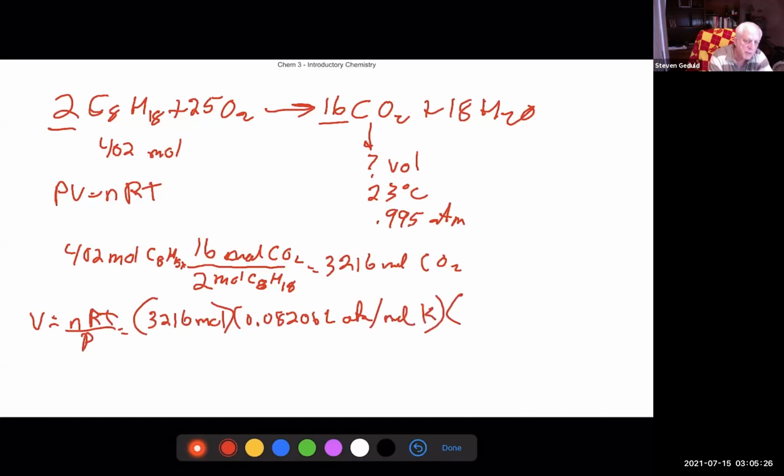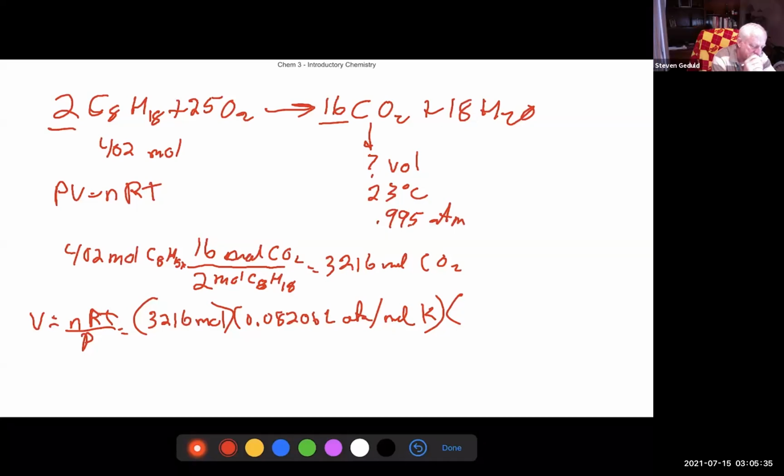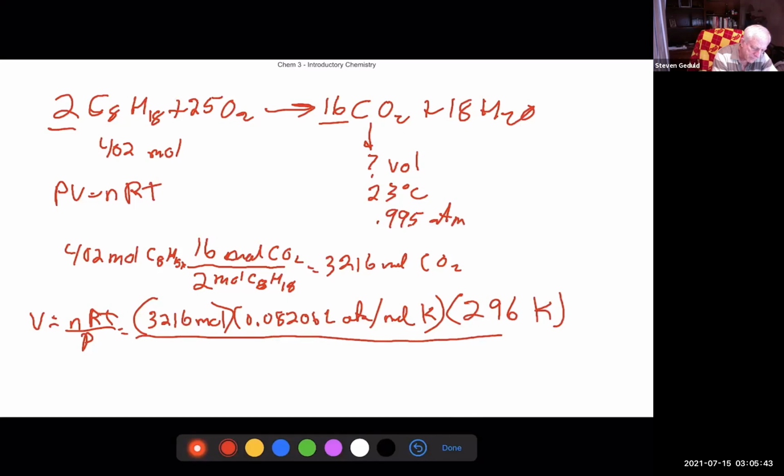Temperature is 23. We've got to convert temperature into what? Temperature always goes to what for gases? Kelvin. So 273 plus 23 is 296 Kelvin. Divided by pressure, which is 0.995 atmospheres. Atmospheres cancel, moles cancel, Kelvins cancel, you're left with liters, which is volume. It's exactly what we want.